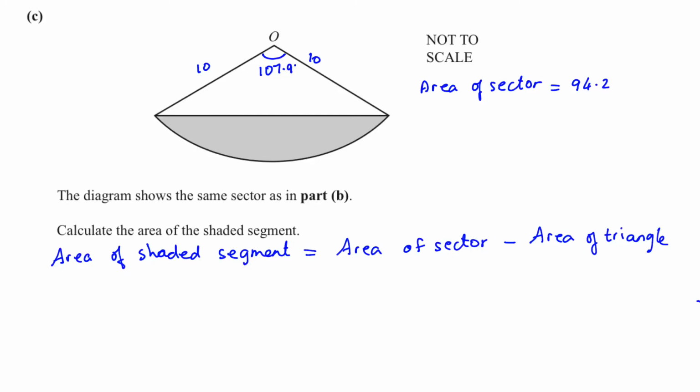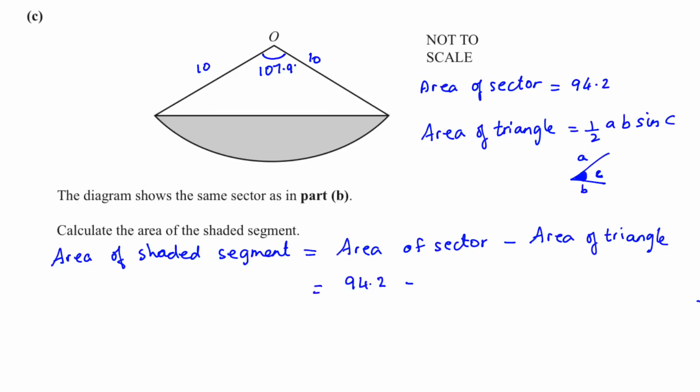Area of the triangle can be found by using the formula half AB sine C. Because it is not a right angle, this is the formula that we will use. A and B are the sides and C is the included angle. So here we will write area of sector 94.2 minus half times AB, which is our sides 10 times 10, times sine 107.9. And this will give us 46.6 square centimeter.